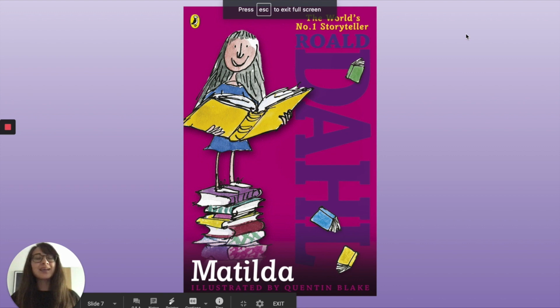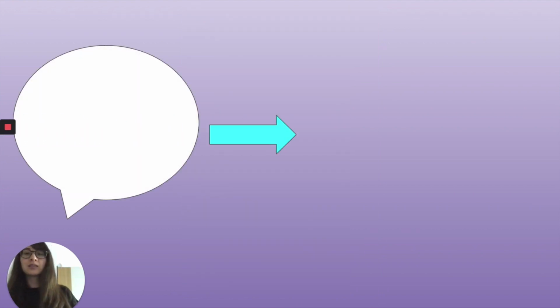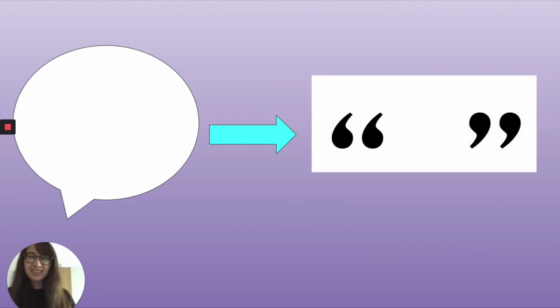Hello, Year 2, and welcome to part 2 of our lesson. For the next couple days, we are going to be looking at turning speech bubbles into speech marks. We did this for maybe 1 week when we were in school, so we've probably forgotten how to use speech marks in our writing, so we're going to start that today.